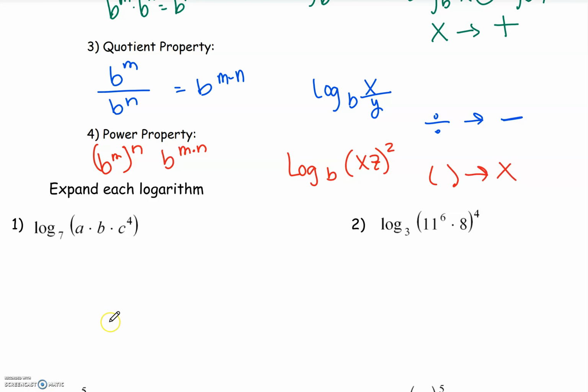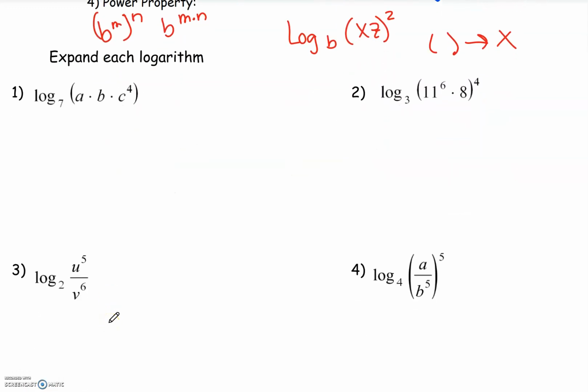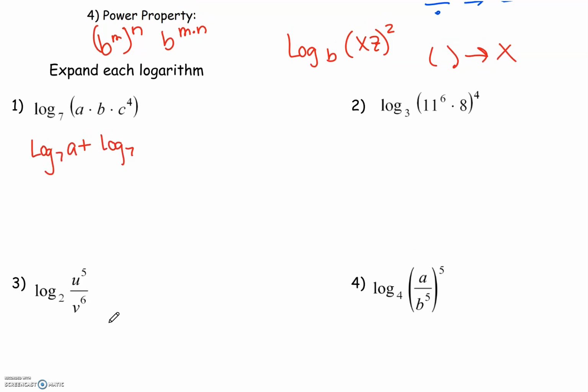So let's go ahead and practice some of them. Seeing some examples I think will assist. But anytime we have that power, we want to move it to the front. So let's go ahead and write this out. This multiplication we're going to change into pluses. So it's going to be log base 7 of A, plus log base 7 of B, plus log base 7 of C to the fourth. Now the last thing we want to do is take this 4 and put it as the coefficient, do the multiplication, and that's it.